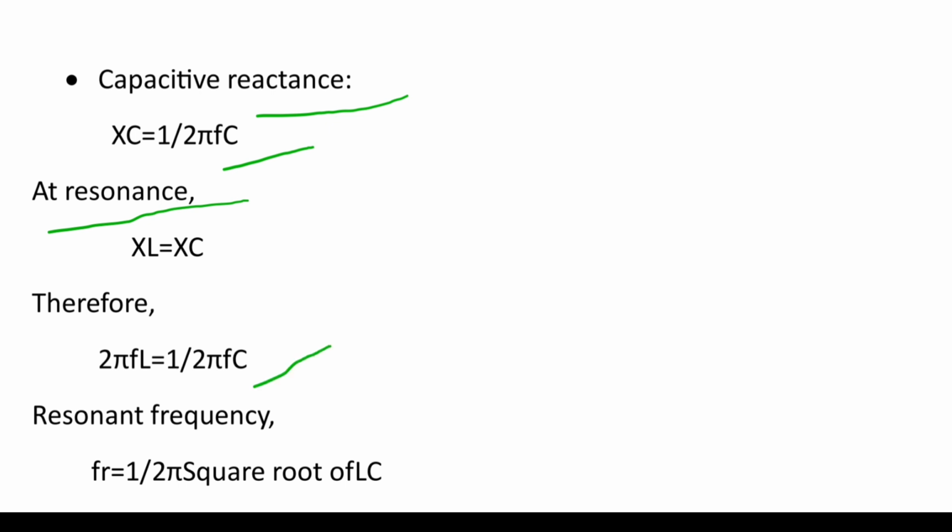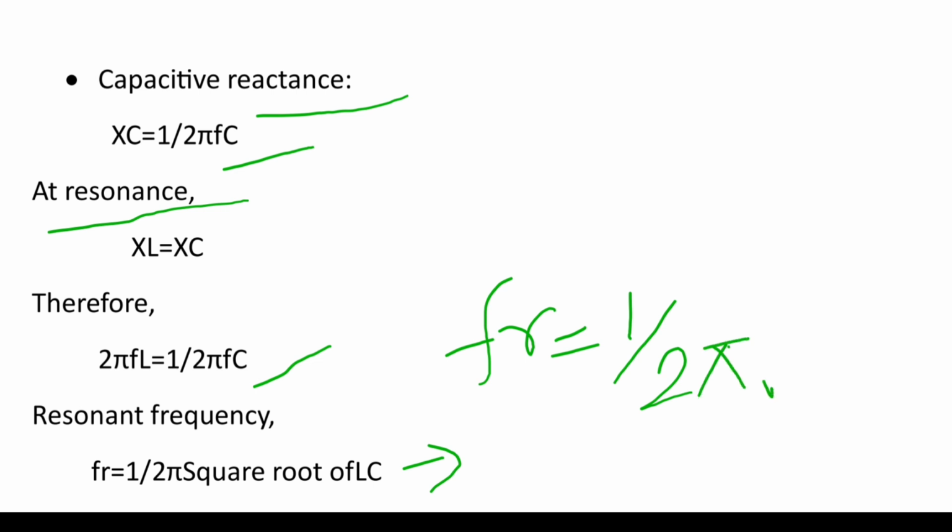If you equate them, you will get the resonance frequency fr is equal to 1 by 2 pi root of LC. This is the equation, and here we are representing the square root.